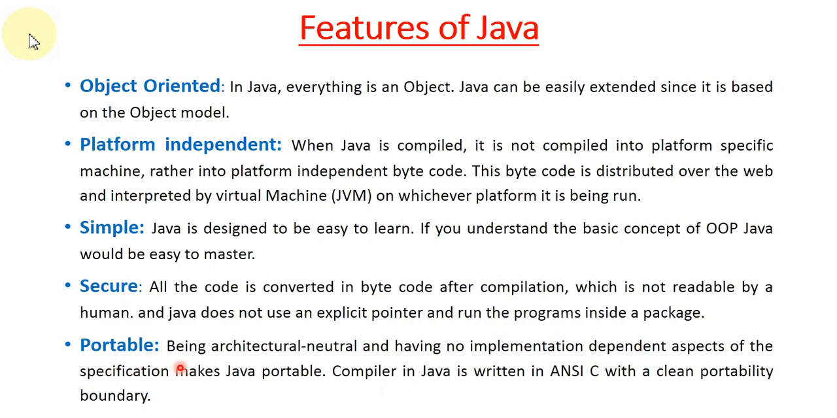Portable. Being architecture neutral and having no implementation dependent aspects of the specification makes Java portable. As we said, it runs on the JVM, Java Virtual Machine, so it is very portable. We can move any code from Mac OS to Linux or Linux to Windows and so on. The compiler in Java is written in ANSI C with a clear portability boundary.